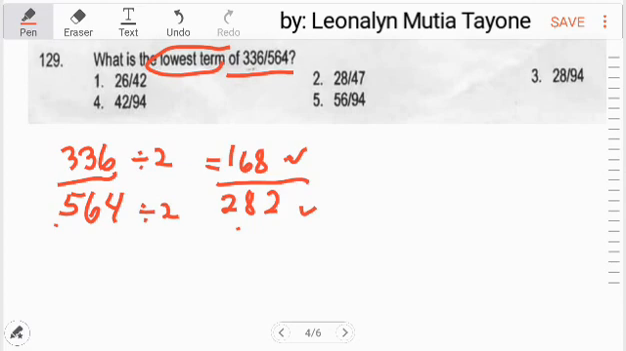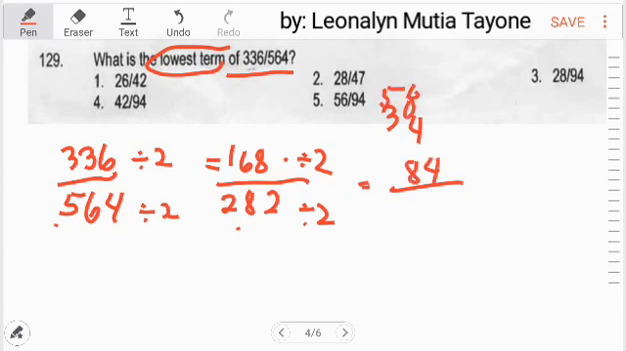Pareho pa ring even numbers. Ma-divide pa natin ng 2. So, i-divide natin ng 2 numerator at saka si denominator. Kung ano yung dinidivide mo sa numerator, ganun din ang gagawin natin sa denominator. 168 divided by 2, that is 4, 30, 50, 84. Then, 282 divided by 2, and that is 141. Si 141, hindi na siya even number, so hindi na natin siya ma-divide ng 2.